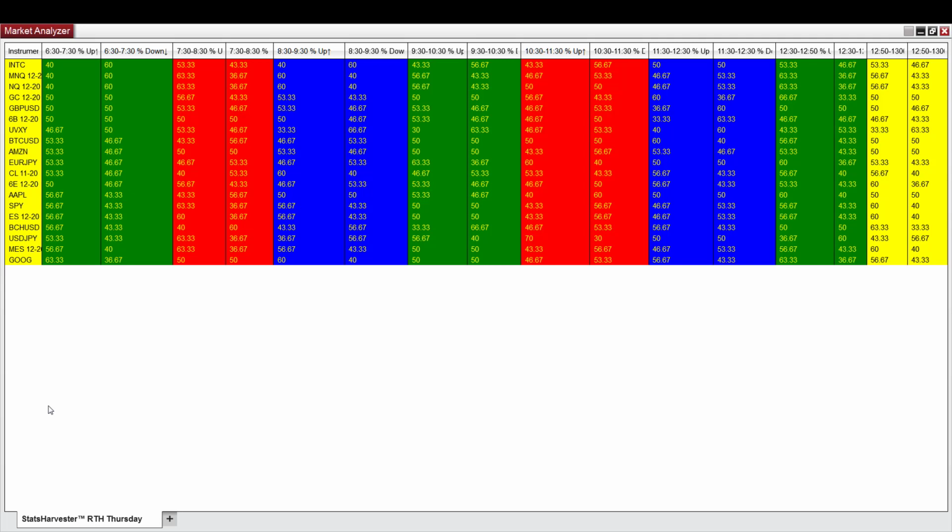Initially, that is the only information I want. Of course, I'm going to filter down this list by quite a bit, and I'm going to show you exactly how I filter this list once I identify the best potential trades I should consider trading, strictly based on the past odds as shown to me in Stats Harvester via Market Analyzer.